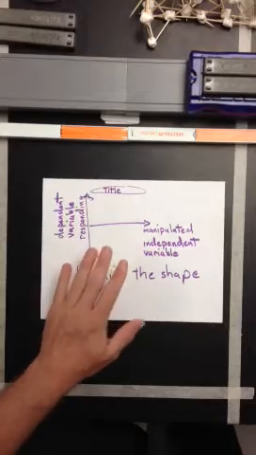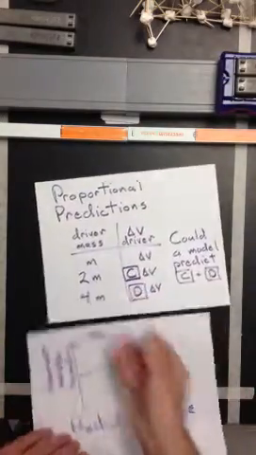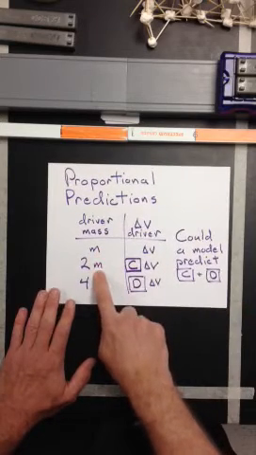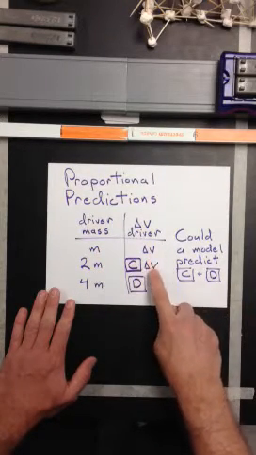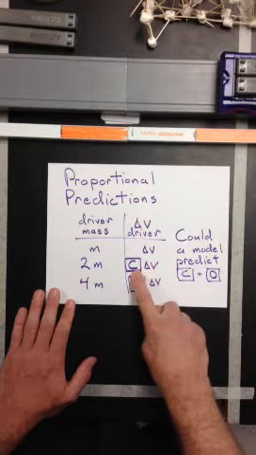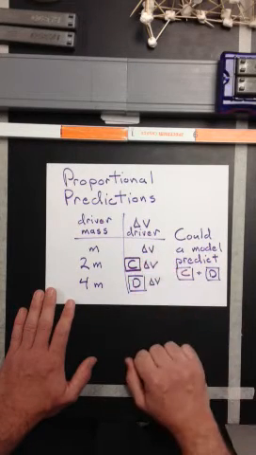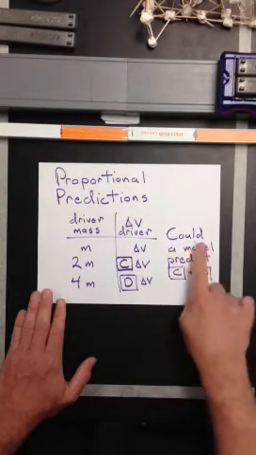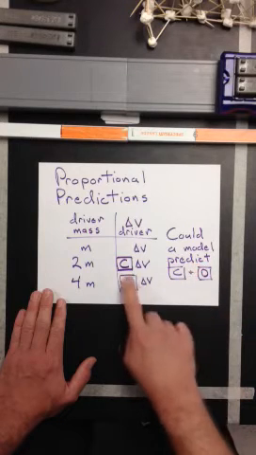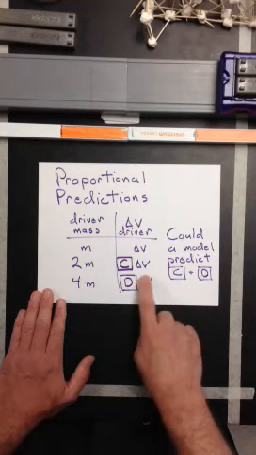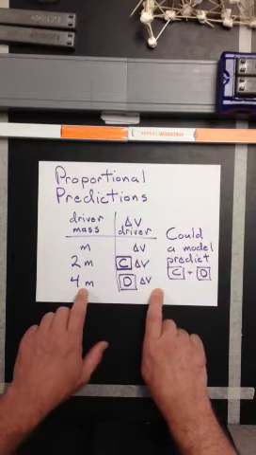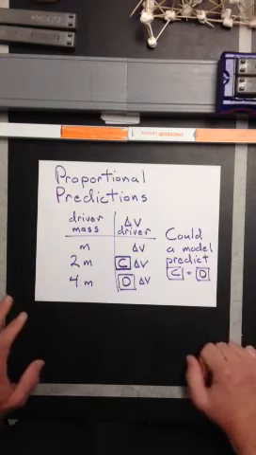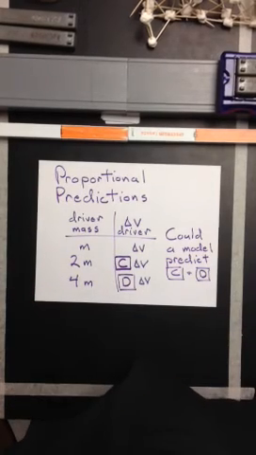Going beyond a shape, a graphical prediction, you can make a proportional prediction. So if you double the driver mass, how is the original change in velocity going to change? Is it going to be half the original change in velocity, double, a quarter, 4 times? Can you think of a model that will predict the proportional change in velocity as the driver mass increases? So, that's your experiment. Enjoy, and I'll see you in the analysis video.